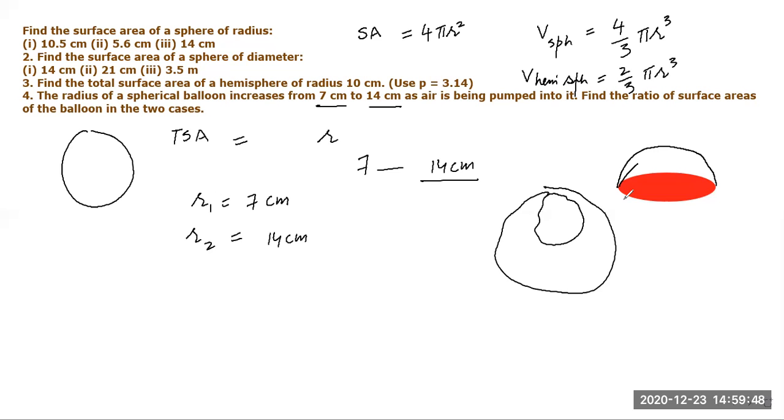Ratio of surface area. Students remember, he has not told whether the ratio is of first to second. He has also not told the ratio of second to first. So if you find this ratio or this ratio, both will be correct.